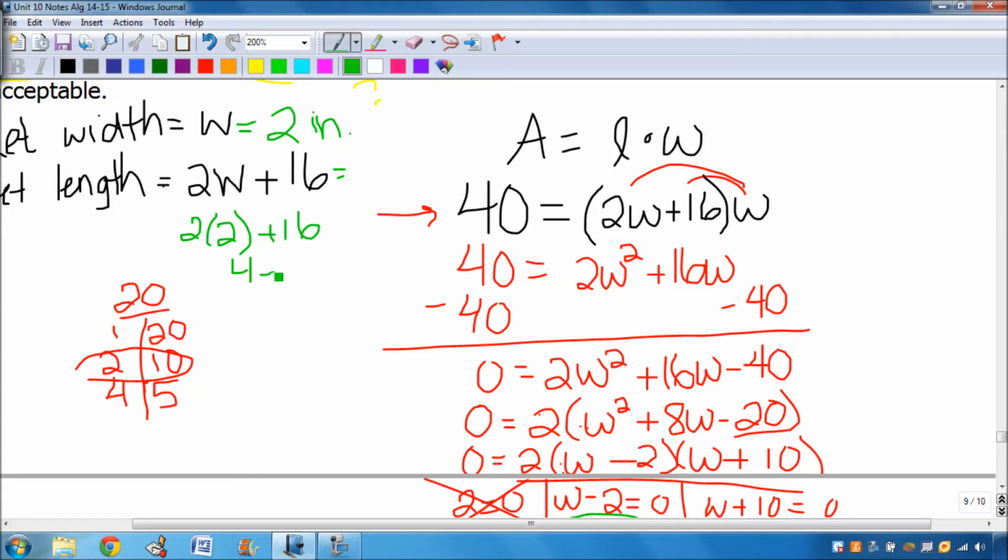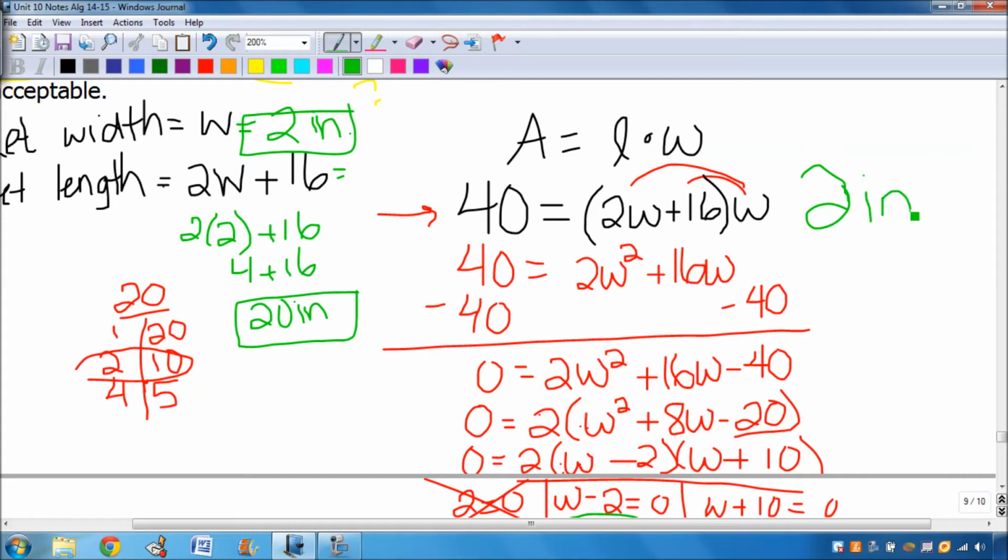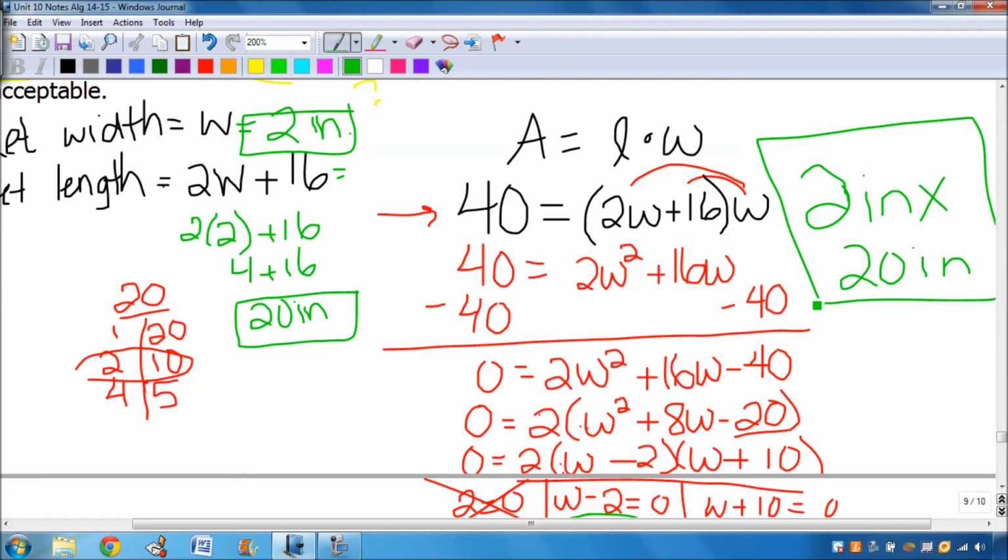So I get 4 plus 16, which is 20 inches. So that means that my dimensions are 2 inches by 20 inches. And that's my answer to question number 1.